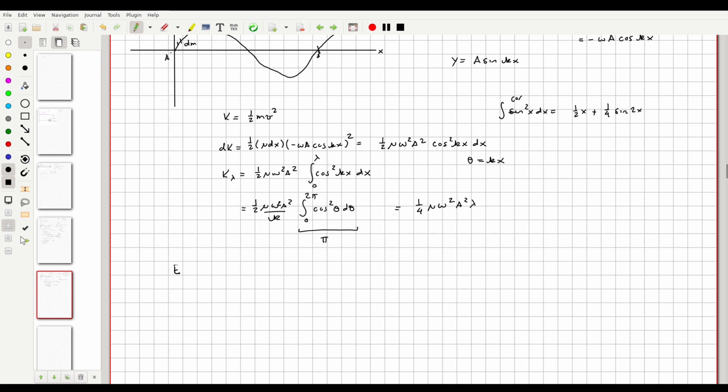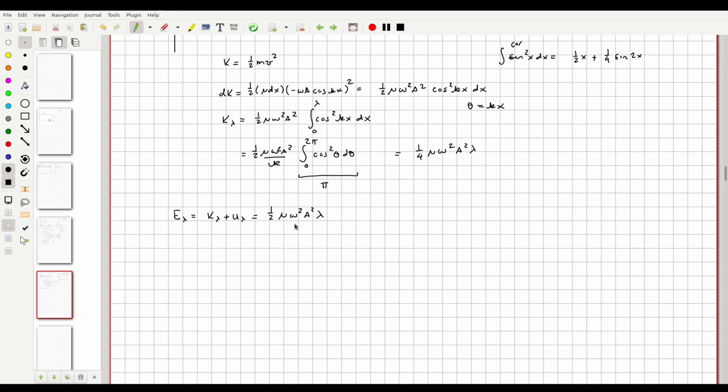So our total energy, which would be our kinetic energy plus our potential energy, is just going to be twice this, or 1/2 mu omega squared a squared times lambda. Okay, so as you can see, the total energy in this thing depends upon the amplitude, but it also depends upon the wavelength, which should make sense. If you have a longer wavelength, you have more string to store energy in, or more wave to store energy in, which means that you're going to have more energy in it.